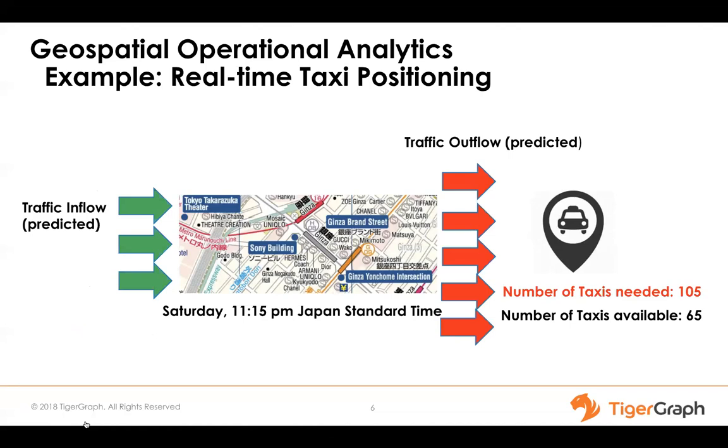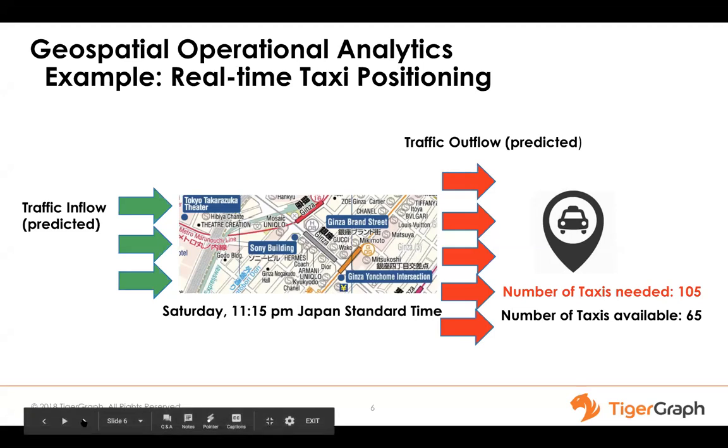Our customers provided us with historical traffic information, and based on that, we came up with a predicted traffic inflow and outflow from Ginza Brand Street area for this Saturday at 11:15 p.m. And the prediction is there will be shortage of 40 taxis for about 45 minutes. And our recommended action is message these 40 taxi drivers from the nearby areas so that the demand will be met. And it really reduces the idle time for the drivers on this ride-hailing platform.